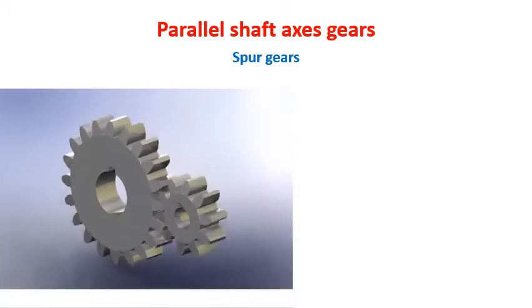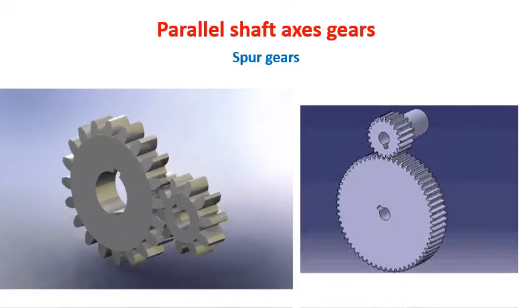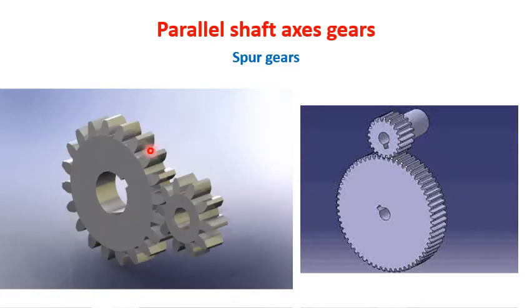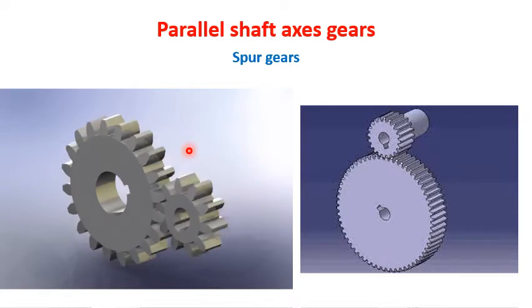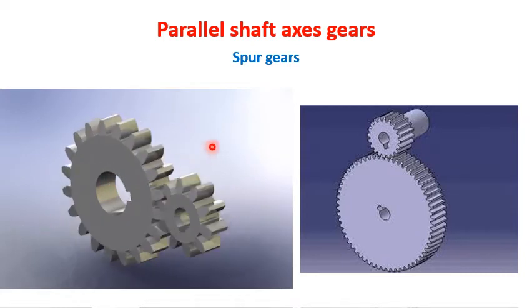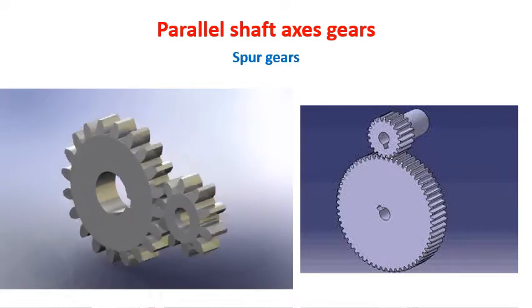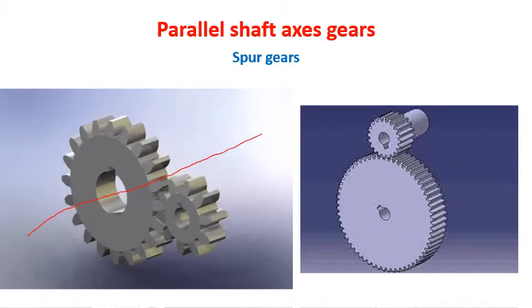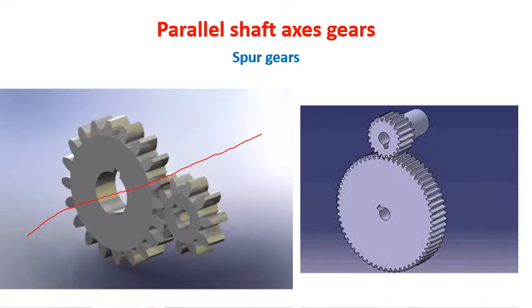Under parallel shaft axis gear, the first important type is spur gear. So what do you mean by spur gear, or where is it being used? This is nothing but a spur gear, you can see in the video. Here the teeth are cut parallel to the axis of the shaft. So this is the axis of the shaft, right? Parallel to this, the teeth are cut. Therefore, they are called spur gears.